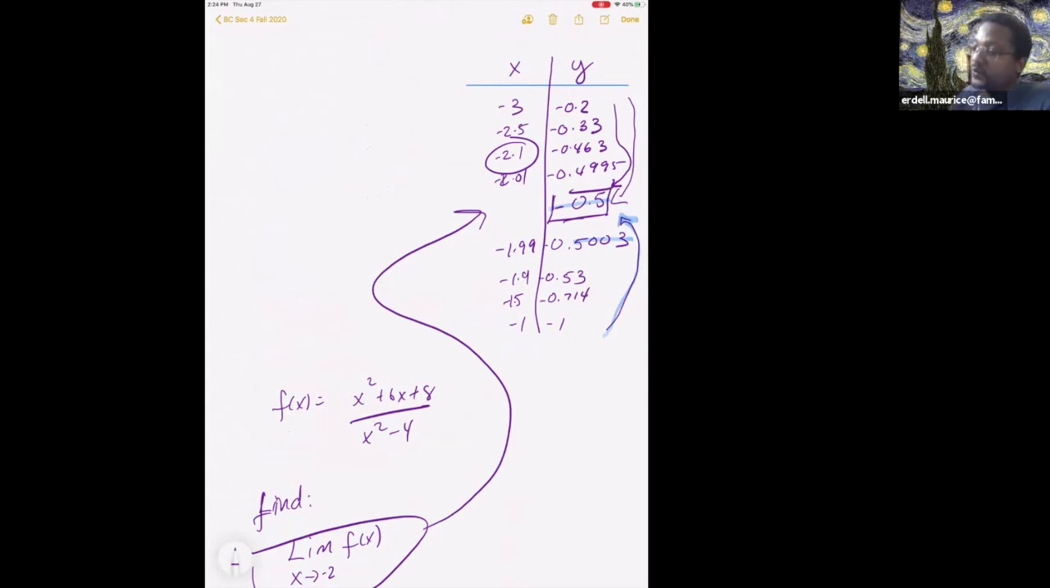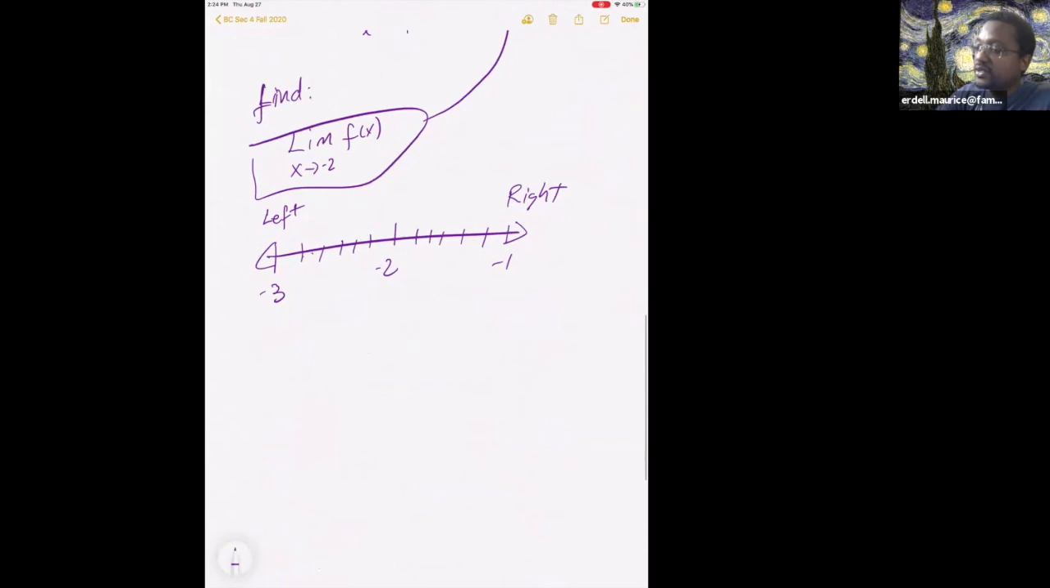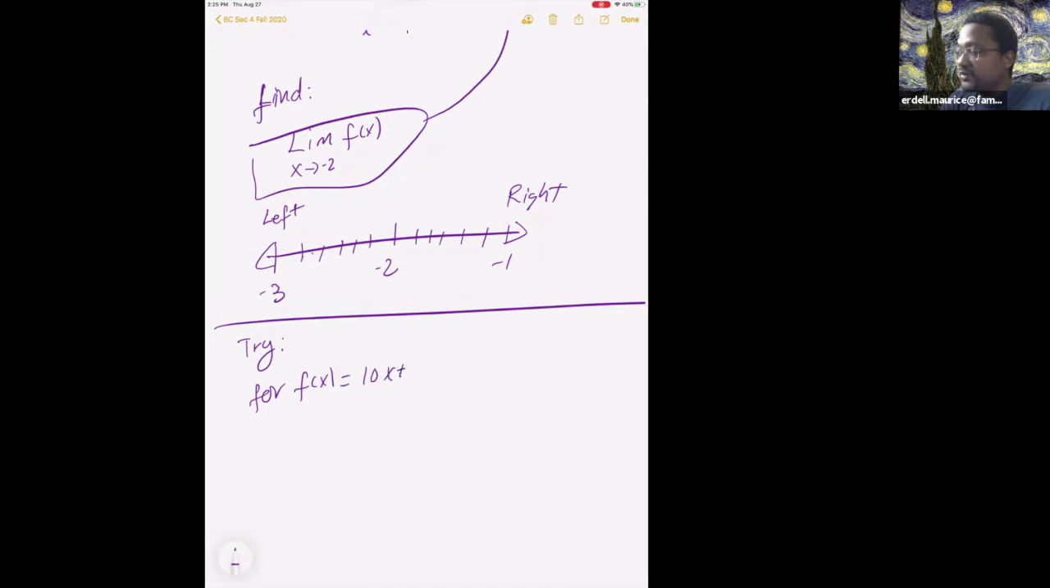All right. Since we have no questions, let's go ahead and try one for me, please. For f of x equals 10x plus 5, find the limit as x approaches 3 for the function f of x. Go ahead. When you finish, write the answer in the box for me, please.